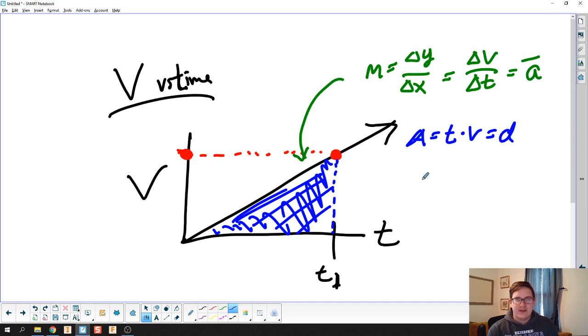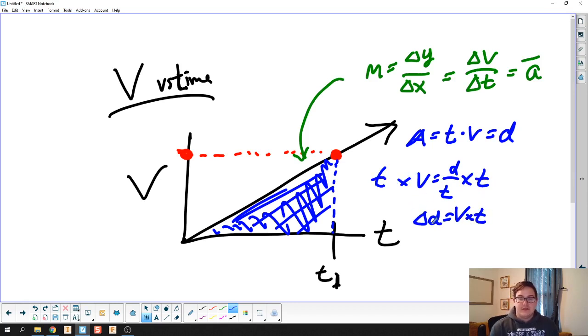So how do I know that exactly? Well, velocity equals displacement over time. And what we just did is velocity times time. So my change in displacement equals velocity times time. And so the area underneath the graph is your displacement, or change in displacement more specifically. Cool. Let's go on to the next one.